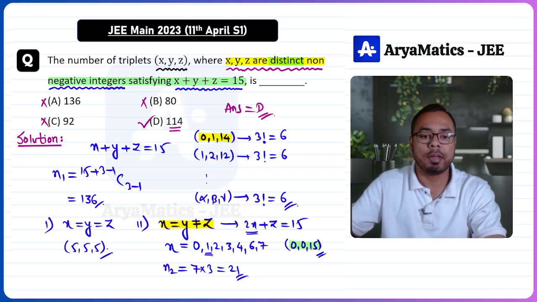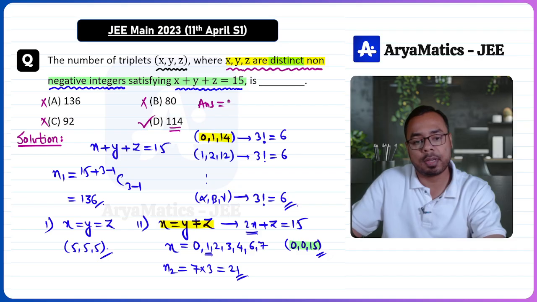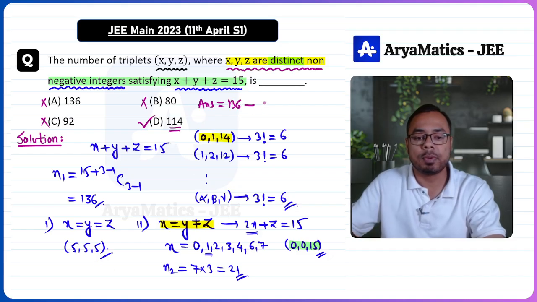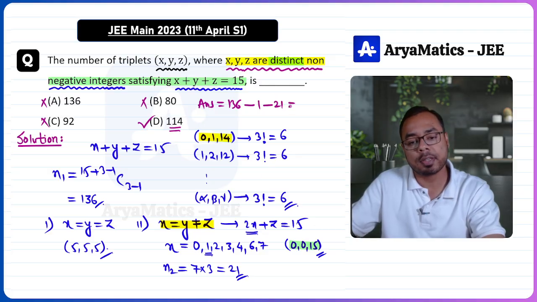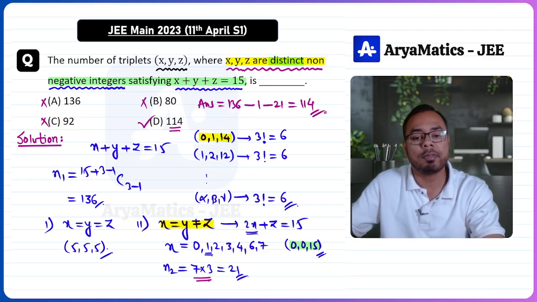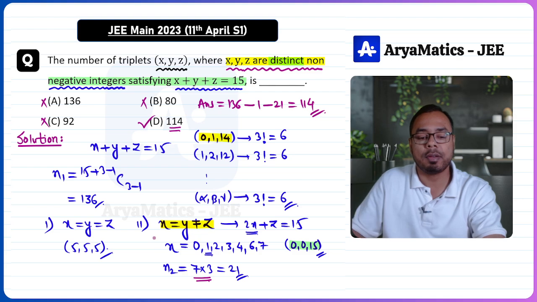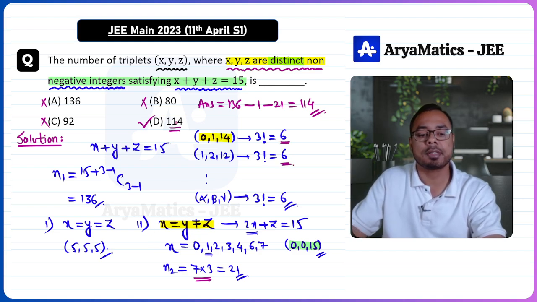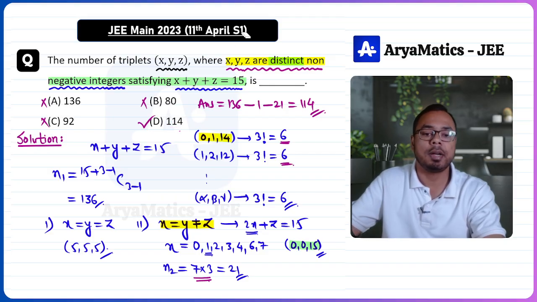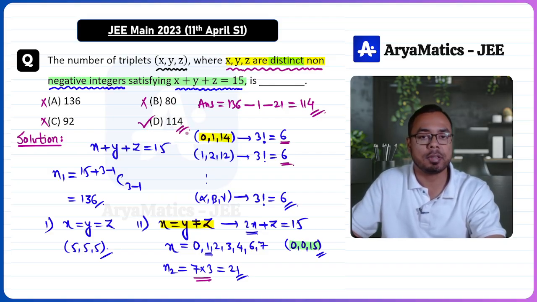So if I use that proper method, the total number of solutions we got is 136, minus one solution where all three variables are the same, and minus 21 other solutions where any two are the same and different from the third one. So 136 minus 22, that will be 114. That is the proper method of solving this one. But as I said earlier, because the answer has to be a multiple of 6, only one option satisfies that condition, and therefore that will be the correct answer for this problem. So the right answer for this problem is option D.